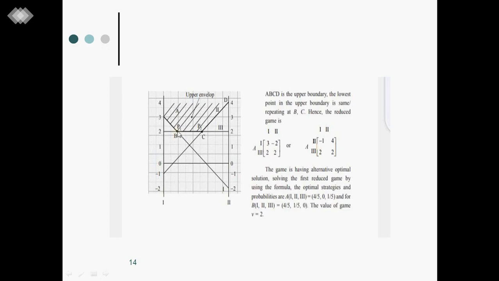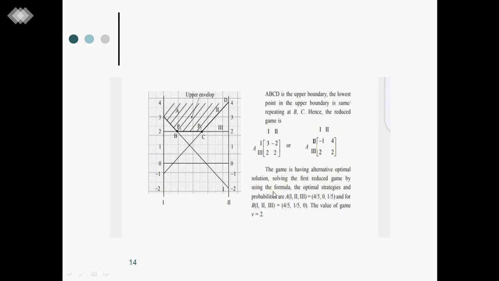So passing through this point B, you take any 2 strategies, this one. Or passing through C, any 2 strategies like this one. The value of the game will be the same, you can check it. So this is called an alternative solution. The game has more than one solution when you have this. The game has an alternate optimal solution.